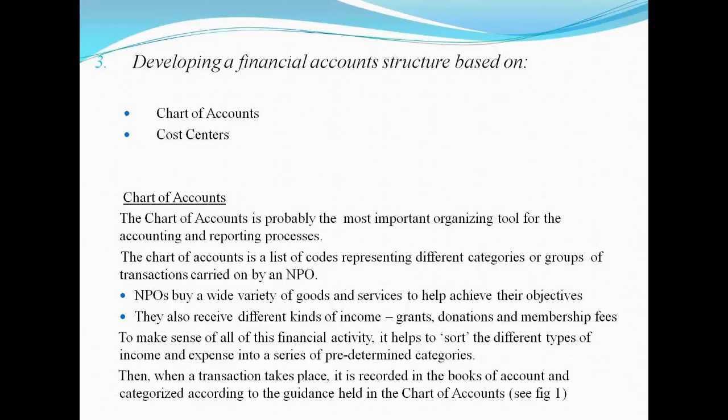Nonprofit organizations buy a large variety of different types of goods and services in order to help achieve their objectives. At the same time, they receive different types of income. They can receive grants, donations, membership fees. In order to make sense of all the financial activity, we need to sort the different types of income and expense into a series of predetermined categories.